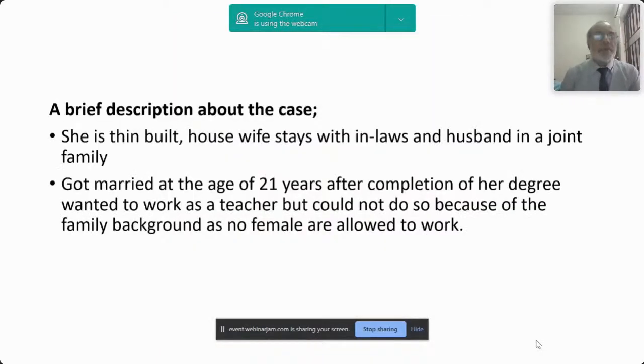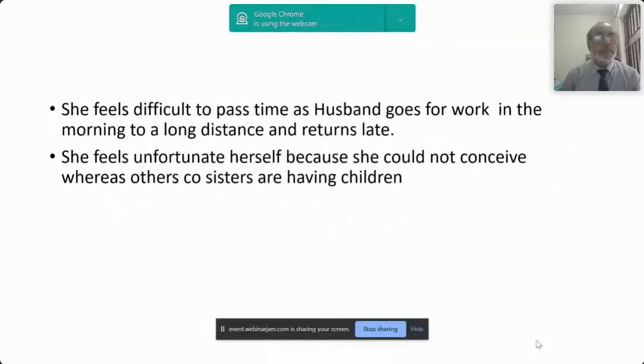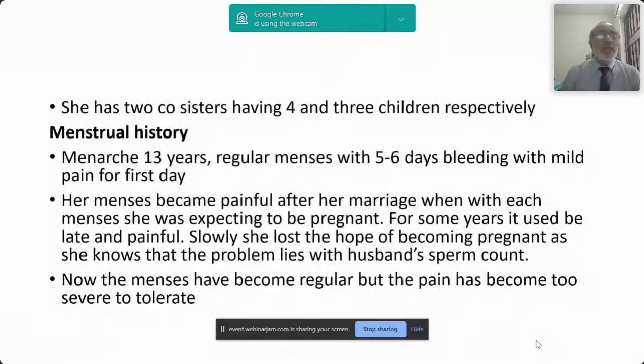Brief description about the patient. She is thin-built, a housewife, stays with in-laws and husband in a joint family. Got married at the age of 21 years after completion of her degree. Wanted to work as a teacher but could not do so because of the family background, as no females are allowed to work in that family. She finds it difficult to pass time as her husband goes for work in the morning to a long distance and returns late. She feels unfortunate because she could not conceive, whereas other co-sisters are having children. She has two co-sisters having 4 and 3 children respectively.